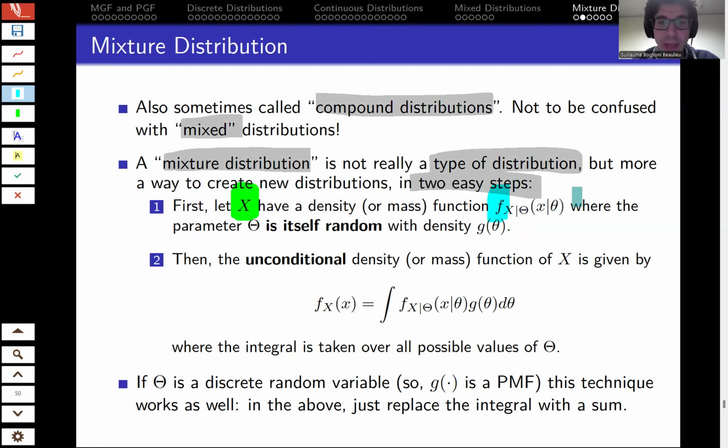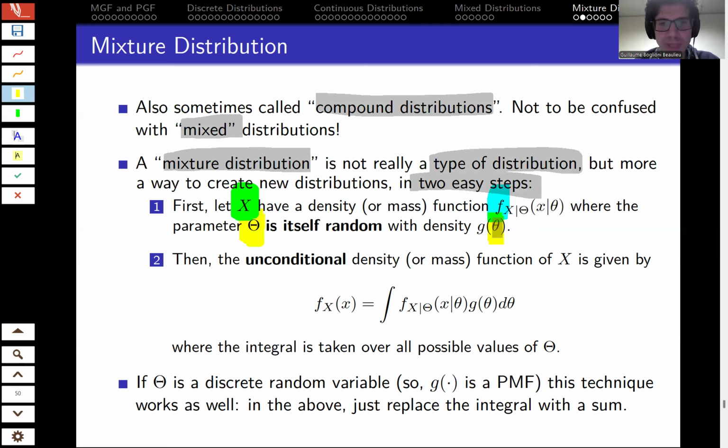And here big Theta is a parameter in the distribution of X, but it is considered to be random, so it has a certain distribution. So Theta is a parameter in the distribution of X, but it is itself random. And because it's random, we can give it a density, here denoted g of theta. In fact, it could be a discrete random variable as well, in which case it would have a mass. But for now, let's assume that Theta is continuous, so it has a density g(theta).